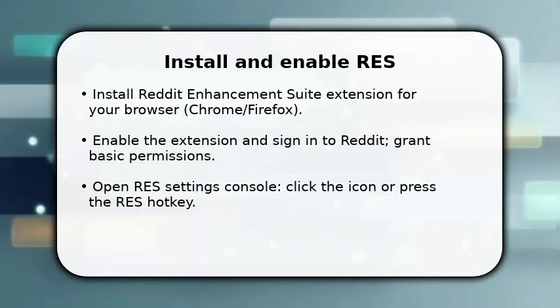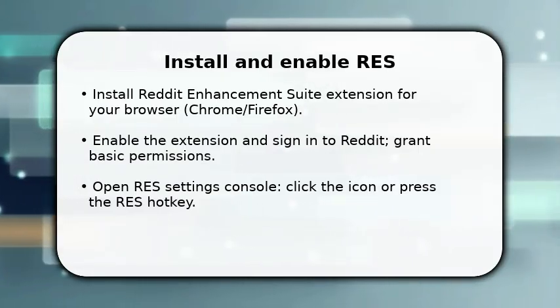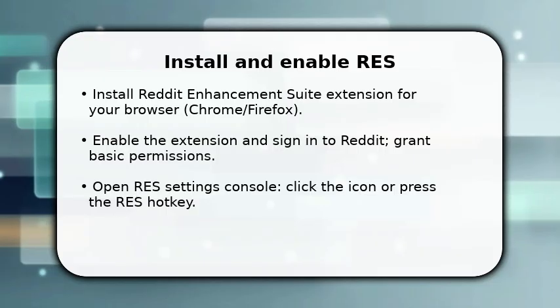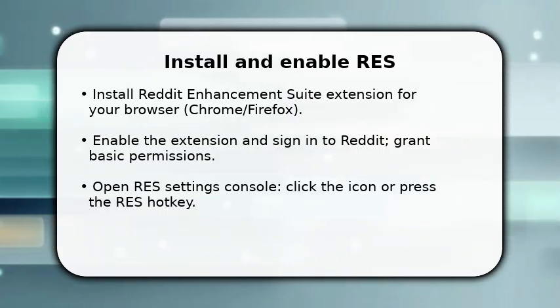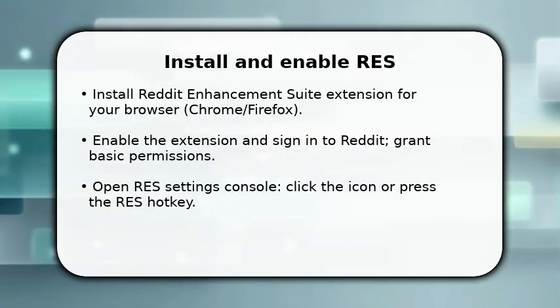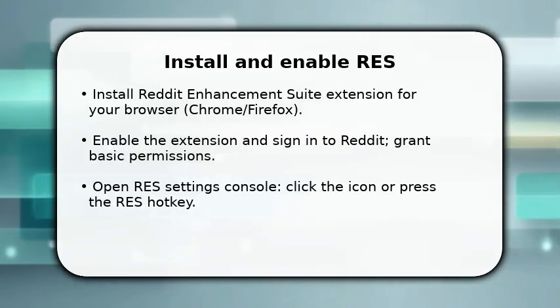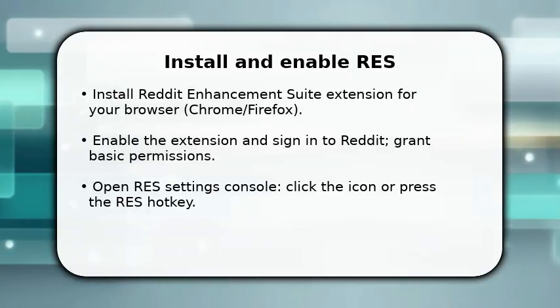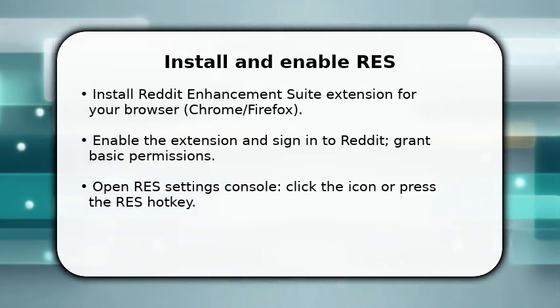You'll start by installing Reddit Enhancement Suite for your browser and signing into Reddit so RES can tie settings to your account. Once installed, enable the extension and allow the minimal permissions it requests. Open the RES settings console immediately. This is where you'll configure global behavior. Make sure to back up default settings if prompted. You're now ready to change core modules. Keep the settings console open and proceed to enable features that match how you browse.